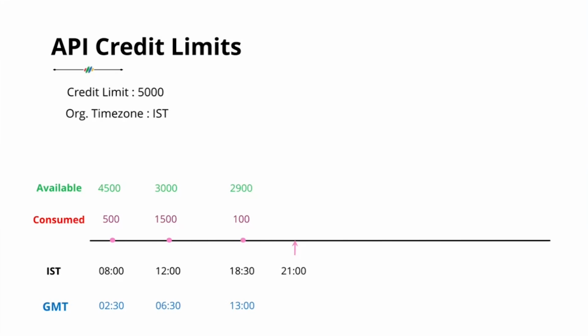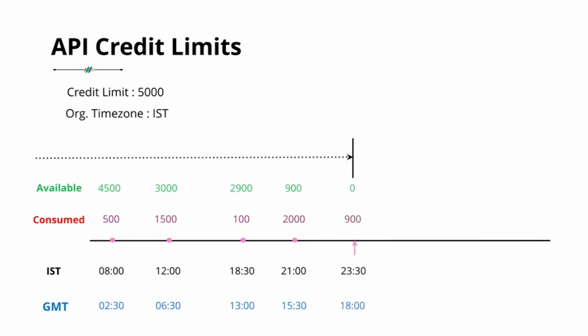Now there's another call at 9 p.m. and it consumes 2,000 credits, which means I'm left with another 900 credits. Now there's one at 11:30 in the night, which consumes all 900 available credits, which means now my account is left with 0 credits. Now, let's say at 2 a.m. there's another API call. Because I'm not left with any credits, I will not be able to make this API call. So this will return an error.